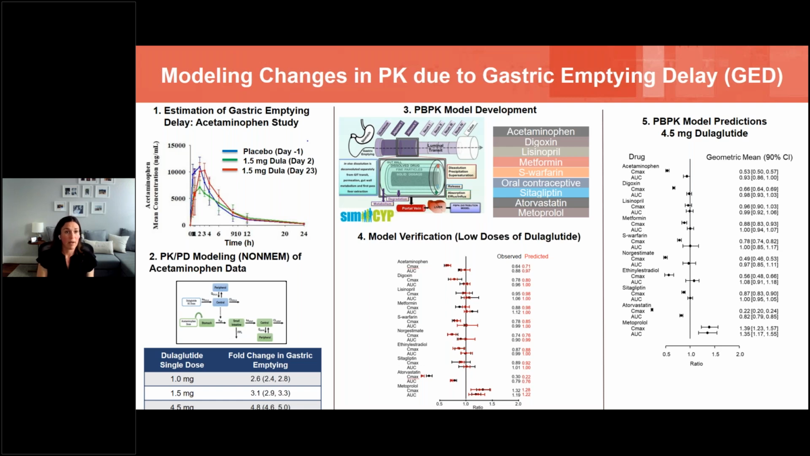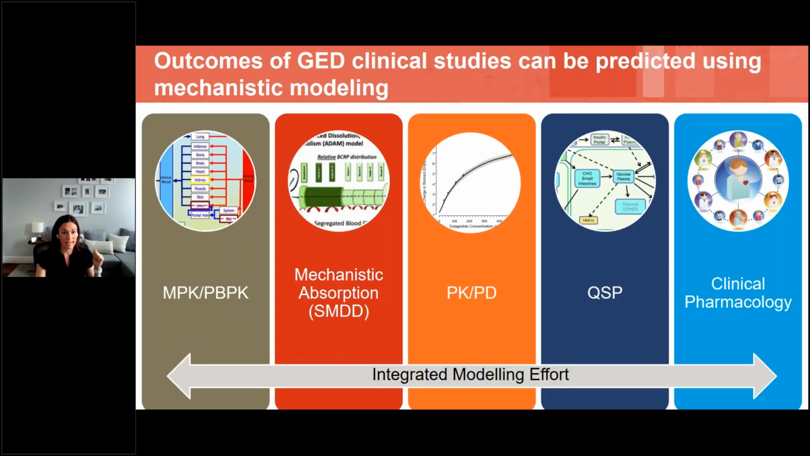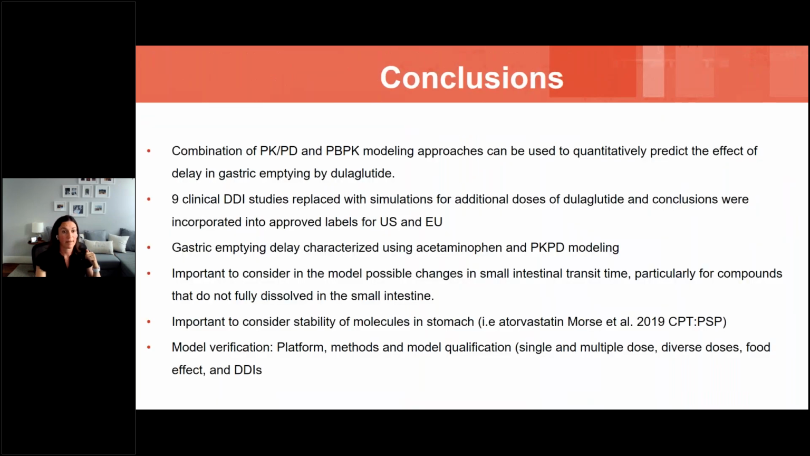And so this is a little summary of what we did. As Lysan showed of the whole project, we start with estimating gastric emptying delay with acetaminophen. We use a PK/PD or popPK model in NONMEM to get that change in gastric emptying. We input that into SimCYP. We verify with the low doses of dulaglutide, and then we predicted what would happen with the high doses of dulaglutide. And as Sam told you, this was successful, and we were able to use this for label language. And again, lots of people at Lilly worked on this project. It was a really integrated effort from many different areas in the company.